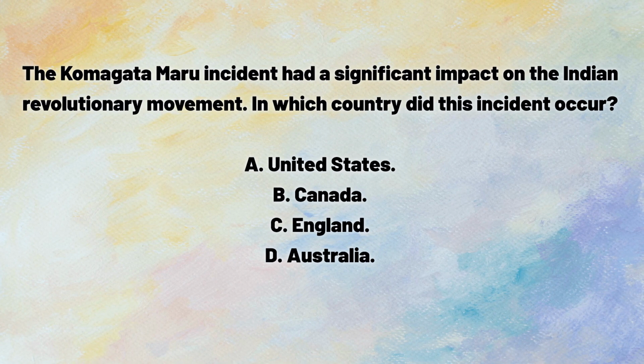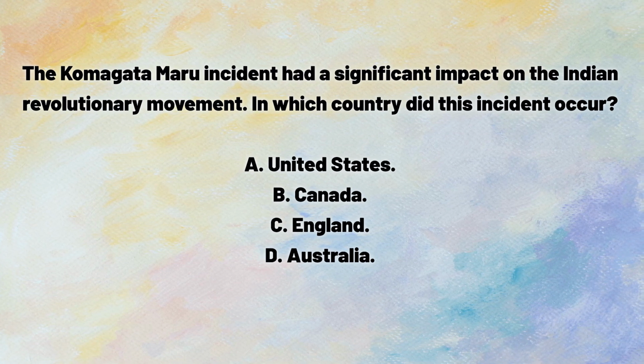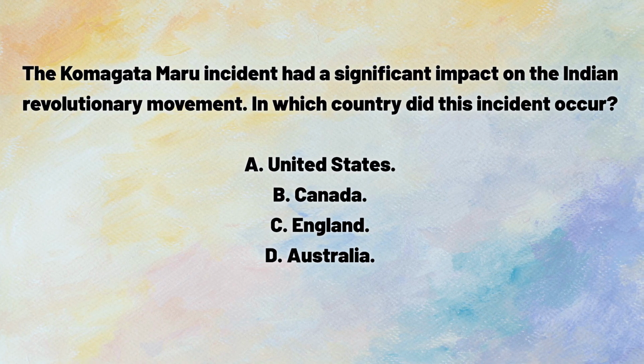The Komagata Maru incident had a significant impact on the Indian revolutionary movement. In which country did this incident occur? A. United States, b. Canada, c. England, d. Australia. Answer: B. Canada.